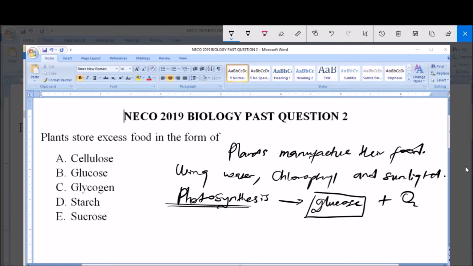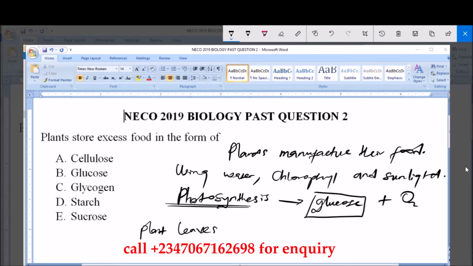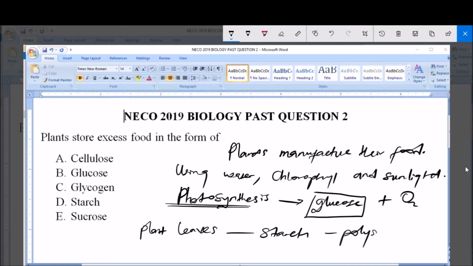Now, plants manufacture their food in form of glucose, but now this glucose, when stored in the plant body, it is mostly stored in the plant leaves. When stored, they are stored in form of what? Starch. Remember, glucose is a monosaccharide, but starch is a polysaccharide. So therefore, plant food is actually stored in what? In starch form, which is a polysaccharide, and that is option D.